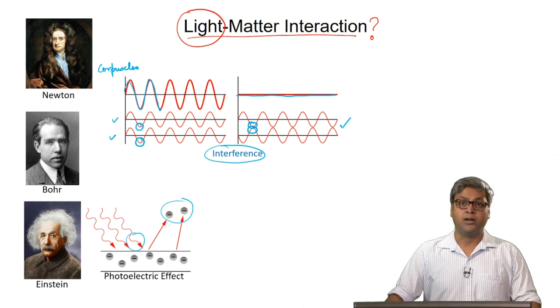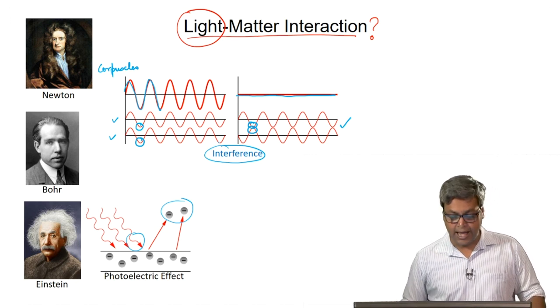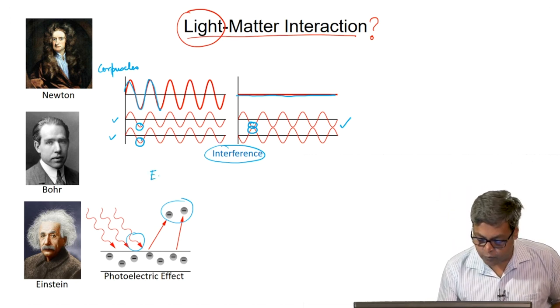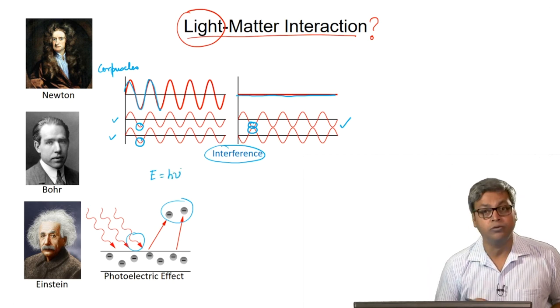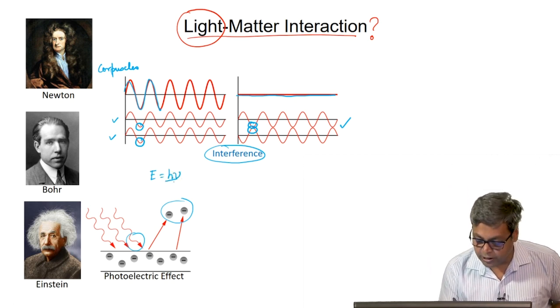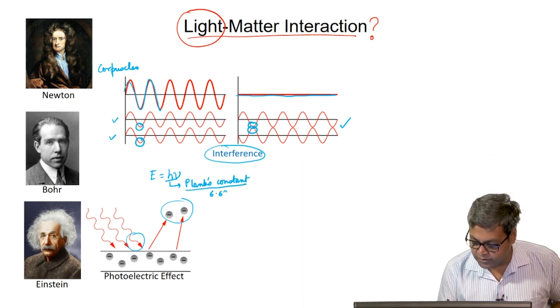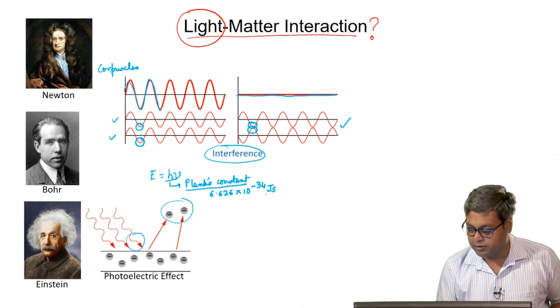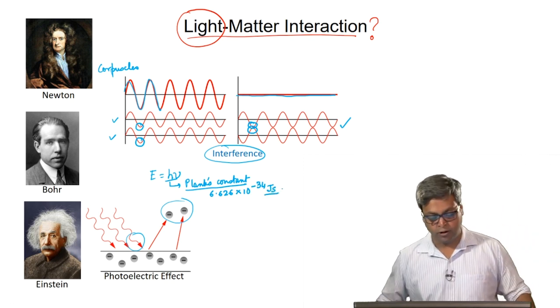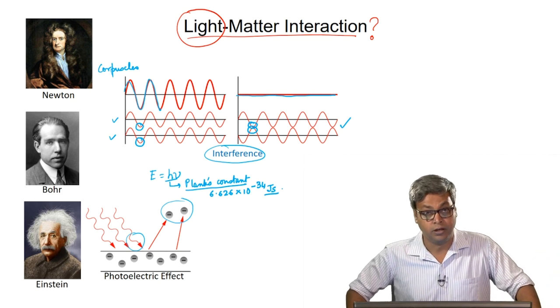Einstein said that one quantum of light has the energy E equals h nu, where h is known as the Planck's constant. And this Planck's constant has the value of 6.626 times 10 to the power minus 34 joule second. Joule second is the unit of the Planck's constant, or h.